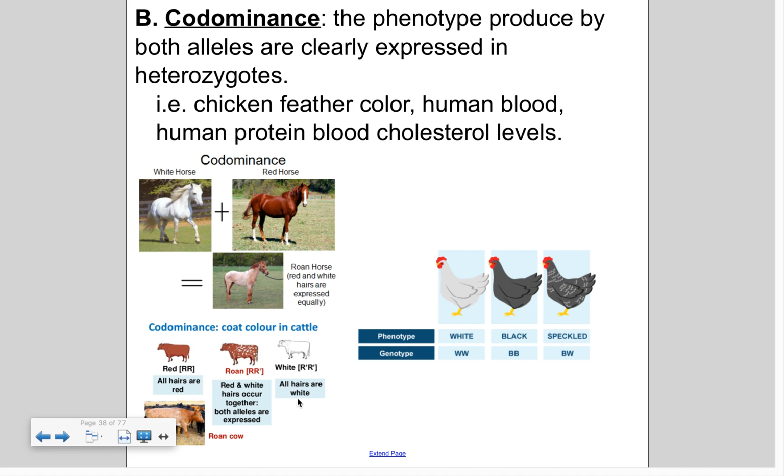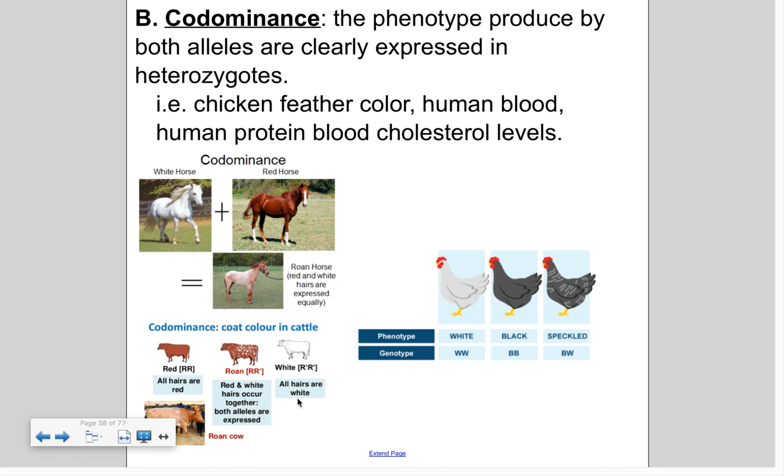Human blood. So we have type A and type B and type O. Type O is recessive to everything. But we also have type AB. And so type AB is actually codominant because both of those alleles are being expressed for that blood type. Okay. Human protein blood cholesterol level. I don't know, your book mentioned this. I just put it in the notes.